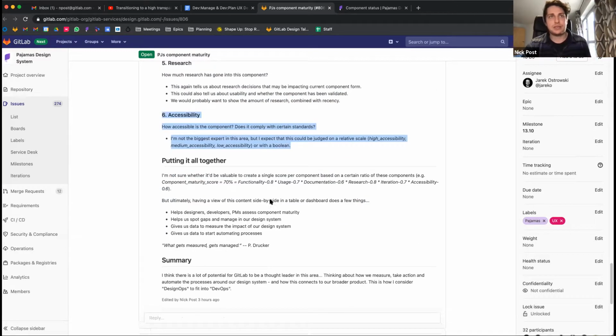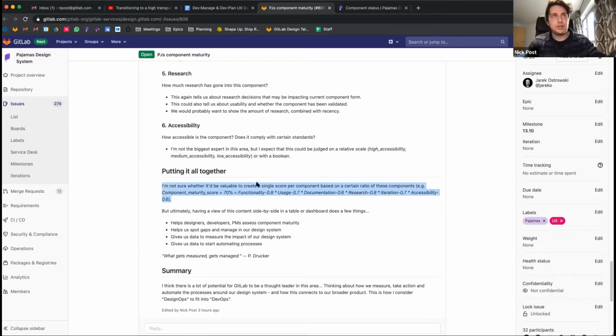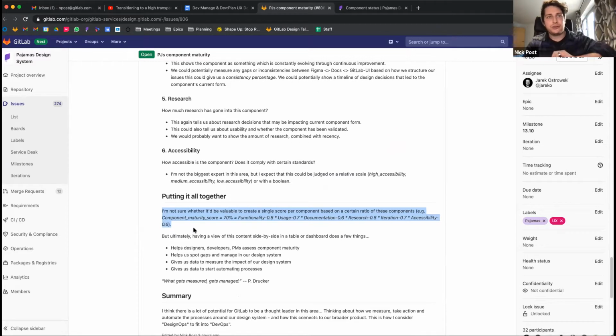So how accessible is the component? Is it complying with standards? And I'm not sure how valuable it would be, but potentially you could take these attributes, quantify them in some way, and then create a single maturity score, and then bands of that score could tell you whether a component is very mature, not so mature, whatever it may be.